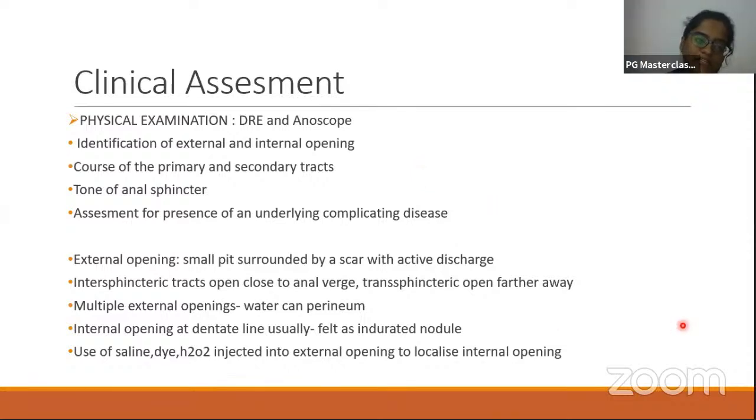On physical examination, the external opening is identified as a small pit, which can be surrounded by a scar, and it can present with active discharge. As a general statement, intersphincteric tracts open close to the anal verge and transsphincteric tracts open further away. In some cases, when multiple external openings are present, that is known as a watering can perineum. On digital rectal examination, an internal opening is felt.